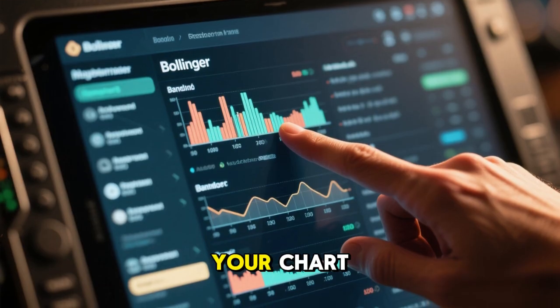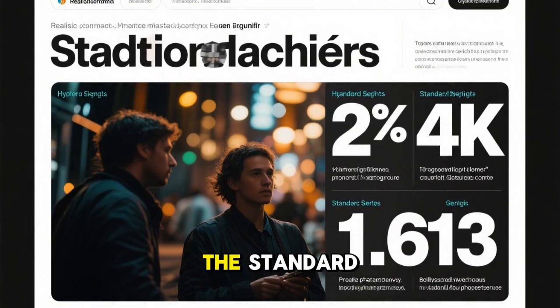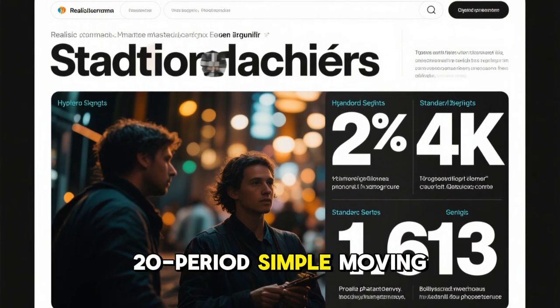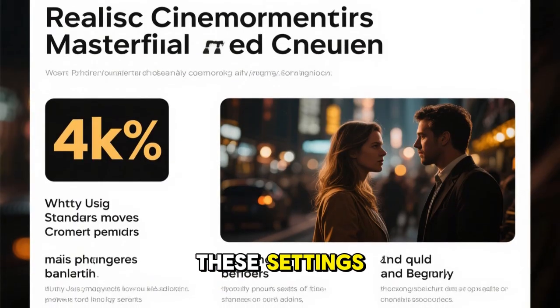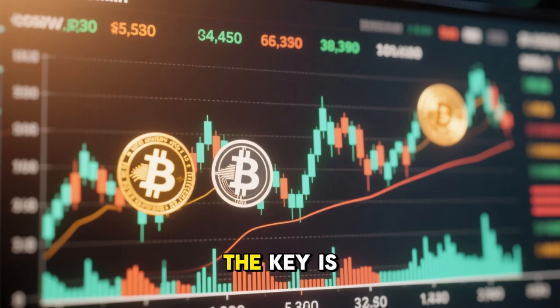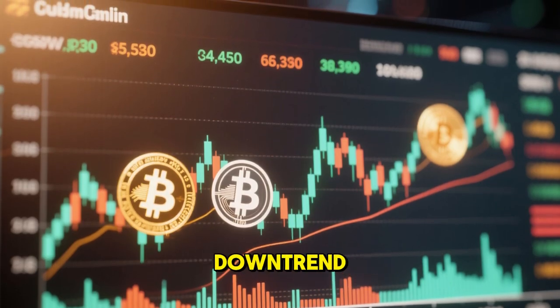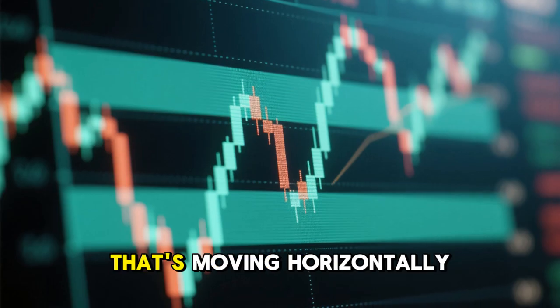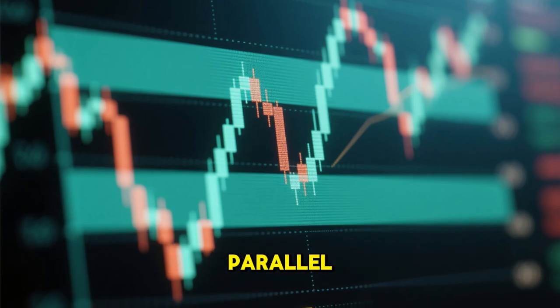Let's get this set up on your chart. It's super easy. Go to your indicators and add Bollinger Bands. The standard settings are usually a 20-period simple moving average for the middle band and a standard deviation of 2. These settings work great for most situations, so we'll stick with them. The key is to find a currency pair that's trading sideways, not in a strong uptrend or downtrend. Look for price action that's moving horizontally, with the Bollinger Bands looking relatively flat and parallel.